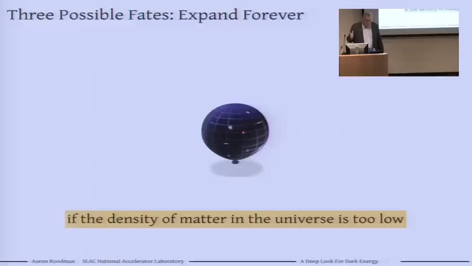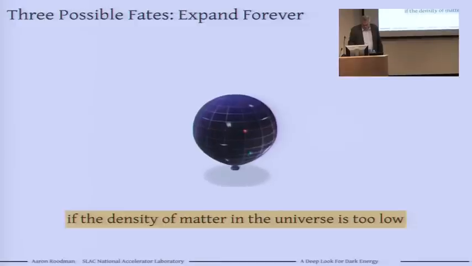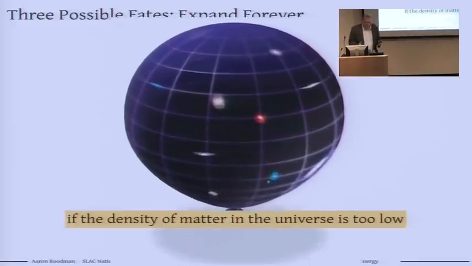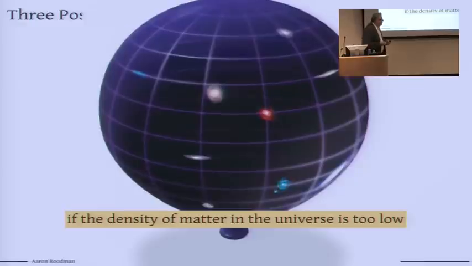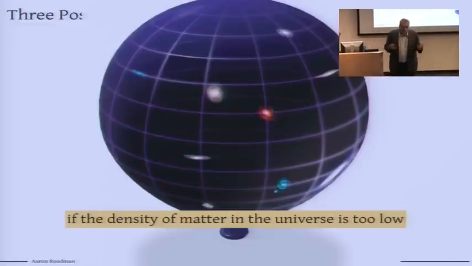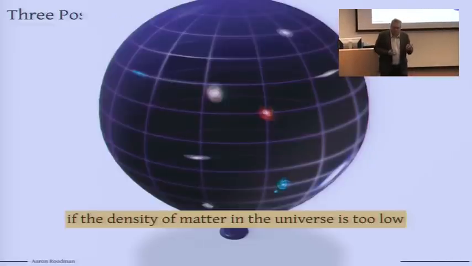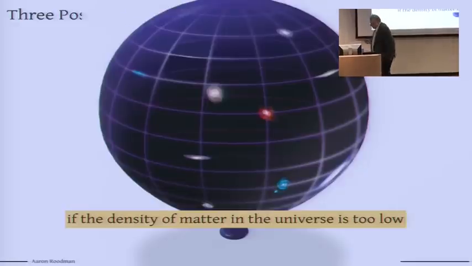What are the 3 possibilities? Possibility 1, that the universe would expand forever. And that's what would happen if the density of matter in the universe was too low. Because the expansion is potentially modified by the gravitational interaction of the universe on itself, if there wasn't that much matter in the universe, if the density was low, then the universe would just continue to expand forever. That's possibility 1.